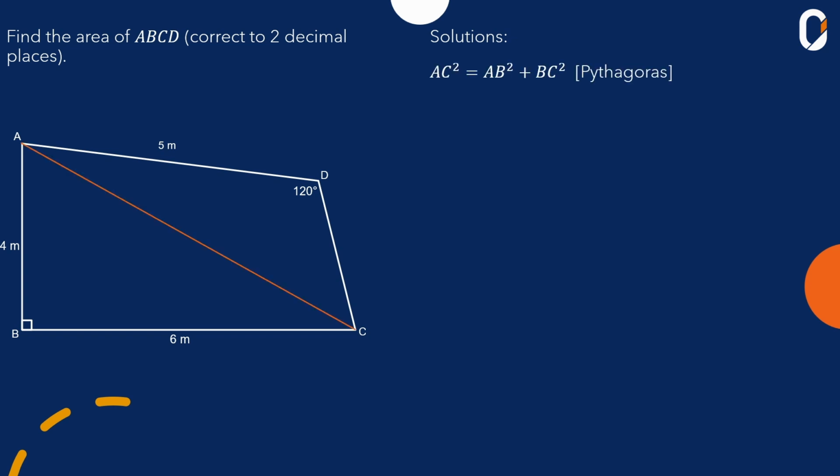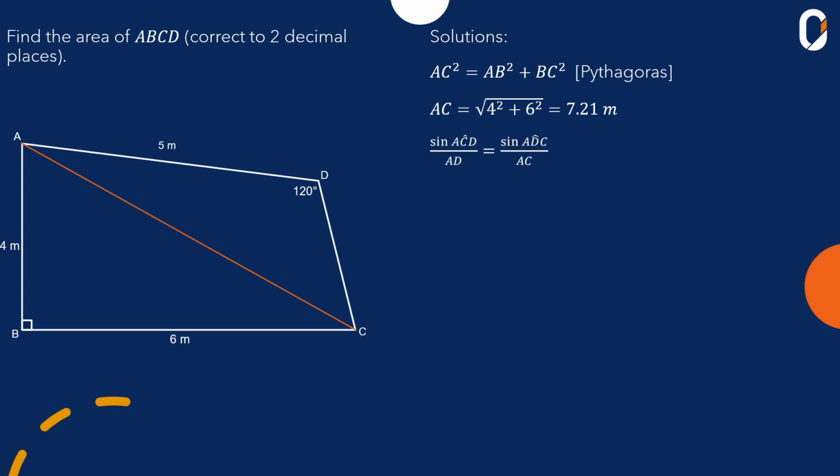And first, I'm going to focus on the right-angled triangle ABC. On triangle ABC, I will say AC squared is equal to AB squared plus BC squared. That is the Pythagoras theorem. Substituting in my values, I will have AC is equal to the square root of 4 squared plus 6 squared, and that will give me an AC value of 7.21 meters. Now I have the length of side AC.